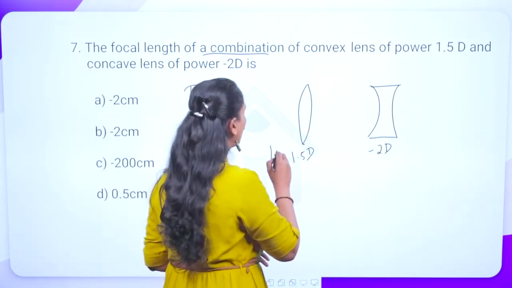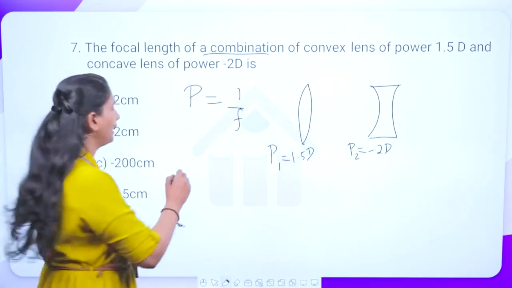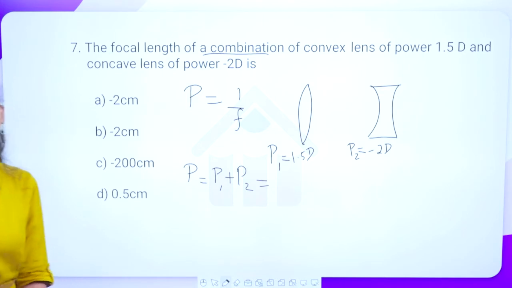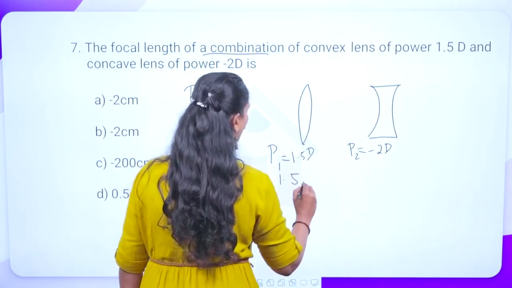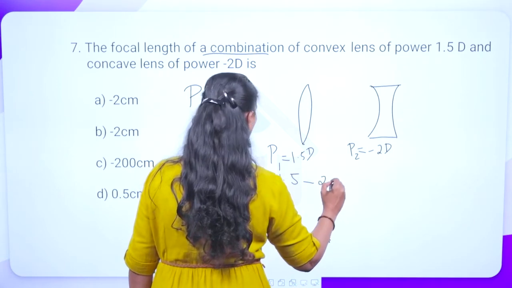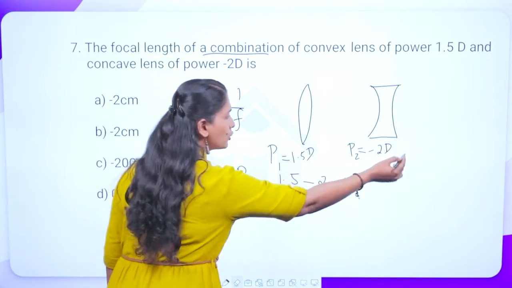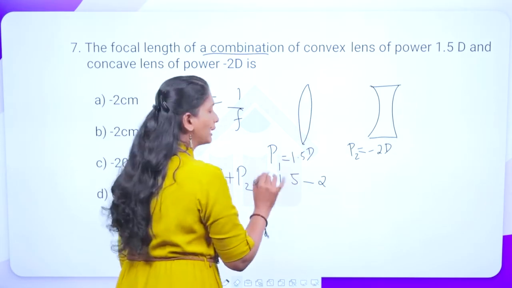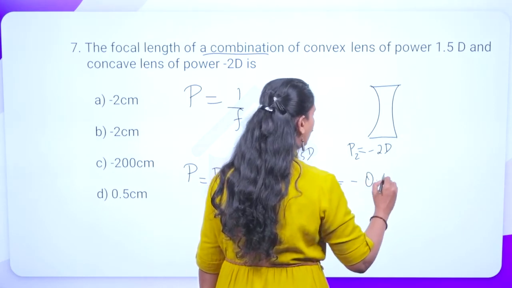I have P1 and P2. All I want to find is P, and P will be nothing but P1 plus P2, right? And if you want to find P1 plus P2, then that will be simply 1.5 minus 2, right? And I have put minus because there is minus 2D as power for the second lens. Okay, it is actually 1.5 plus minus 2. That is why I have written it as 1.5 minus 2. And we know that this value will be minus 0.5 diopter.